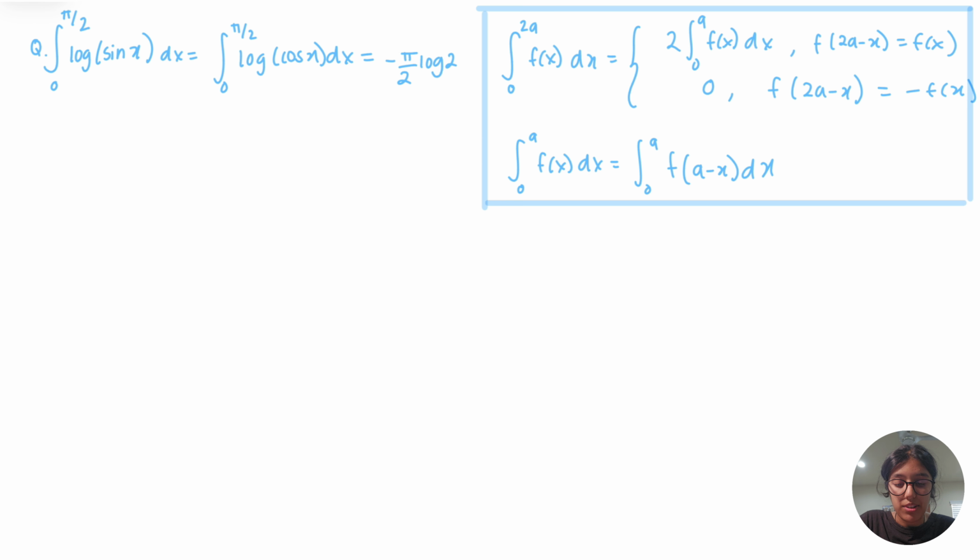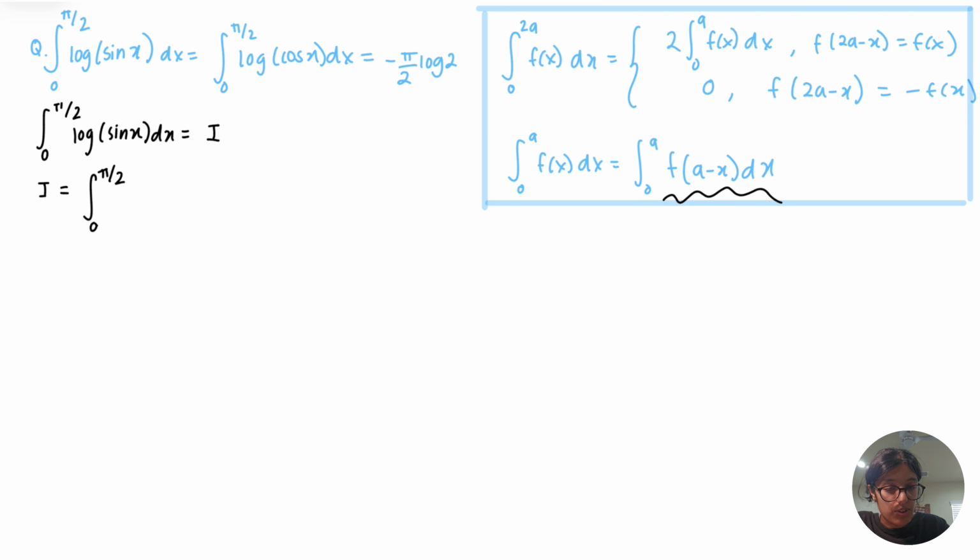A is the upper bound, correct? So our a is just going to be pi over 2. So we are going to substitute a is equal to pi over 2 on this side. I'm going to let this 0 to pi over 2 log of sine x dx, I'm just going to set that equal to I for a moment, and I do this in a lot of my videos. If you don't know why I set it equal to I, it's going to make much more sense later on, but I'm just going to set it equal to I for integral, and I'm going to say I is equal to integration 0 to pi over 2, and now I'm going to apply this formula over here.